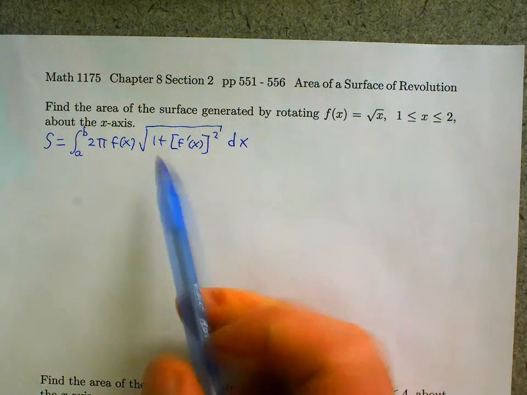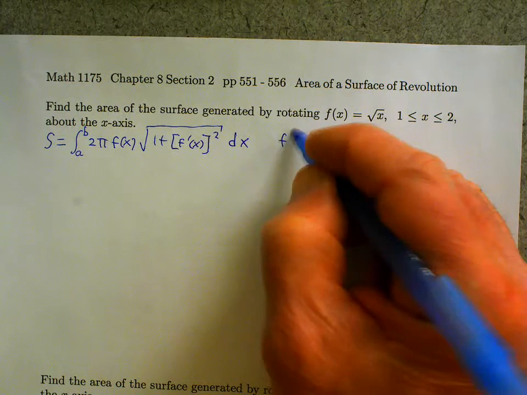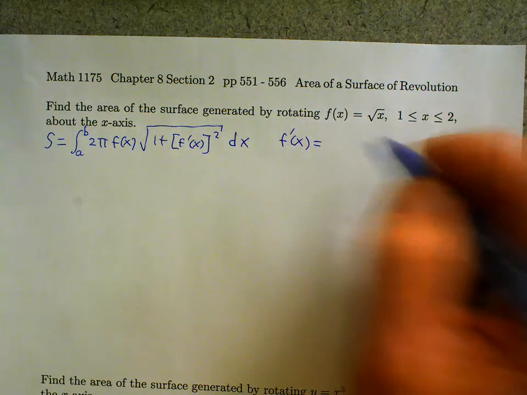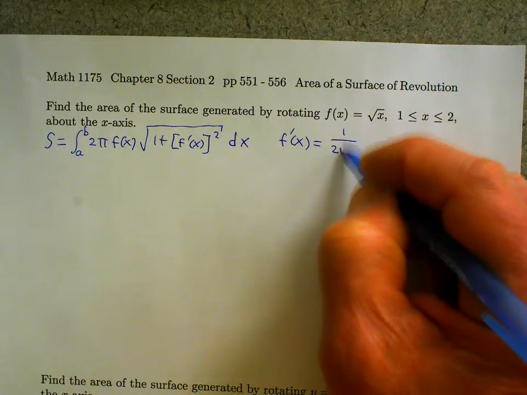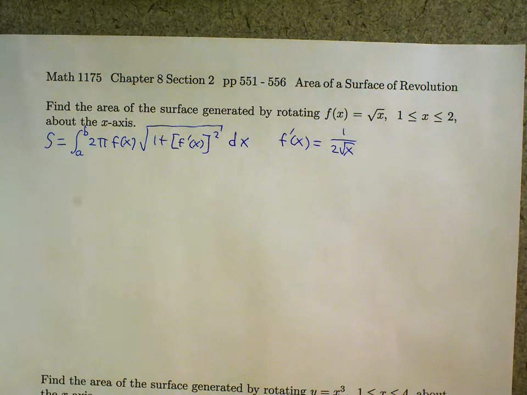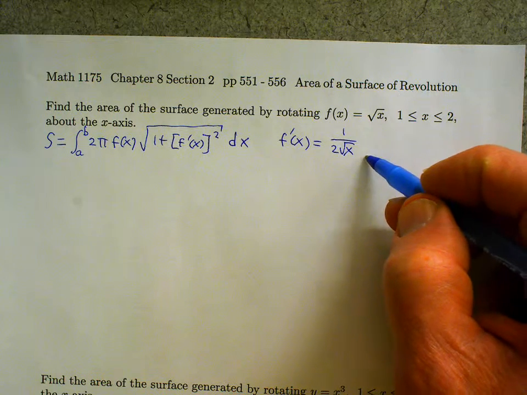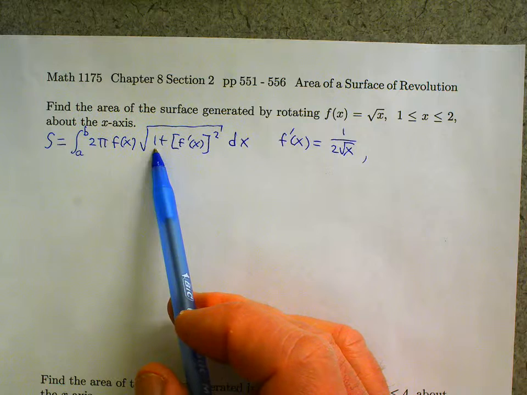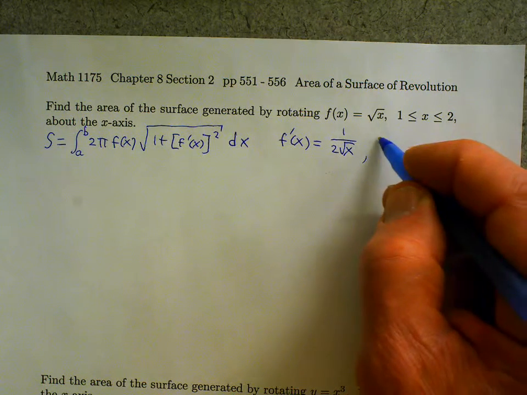We need to know what f prime of x is, so we might as well do that to start with. F prime of x, if f of x is the square root of x, f prime of x is 1 over 2 times the square root of x. So we also need to know what 1 plus the square of f prime of x is. So why don't we do that here?